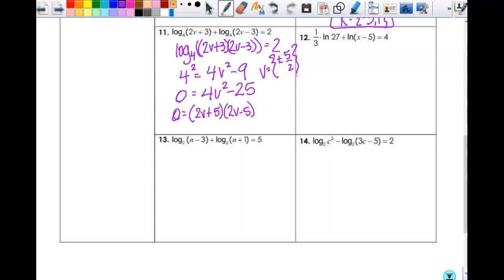All right, so now we have to check them. Check the positive 5 halves. Well, 5 halves times 2 is 5 minus 3. I'm good. 5 halves, well, positive will stay positive. We're good. So negative 5 halves, we'll get negative 5 minus 3. Is that going to work? No. So the negative part here, this is my extraneous. Right? So my actual answer then is just positive 5 halves.